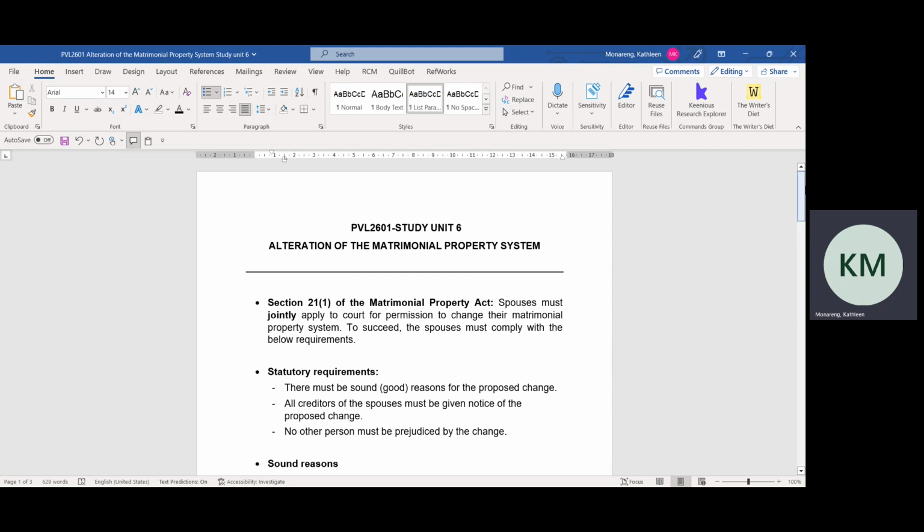Please, as I always say, make sure that you study your prescribed textbook, the study guide, and all the relevant tutorial letters. Again, I want to repeat that. Firstly, make sure that you have a basic knowledge of family law, of how these different study units work. For example, I've just given you a brief summary of how alteration of the matrimonial property system works. If you have a basic knowledge of how everything works, it is going to make it easy for you when you thoroughly study the relevant provisions and the relevant court judgments.